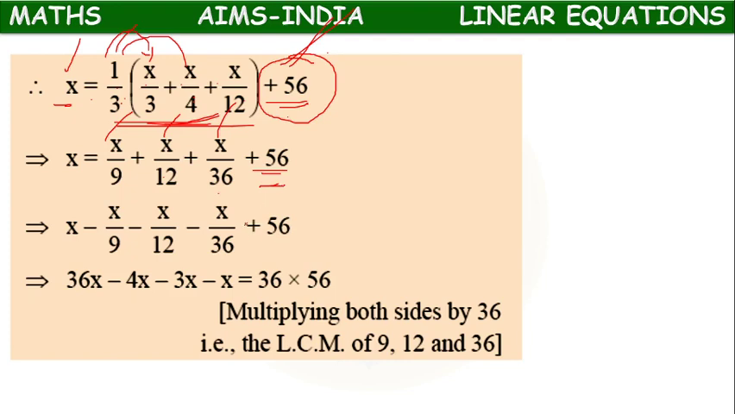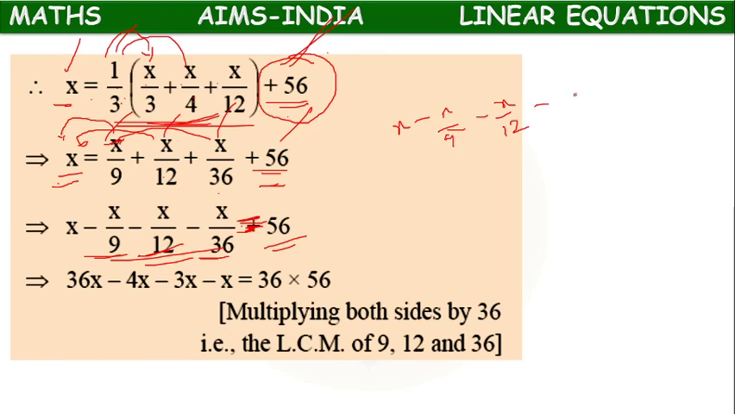Next, we have to take all the x terms on one side. Here we have x. This x term will go this side. Minus x by 9, this will go this side. Minus x by 12, this will go that side. Minus x by 36. On the right-hand side we have only 56. So here we have x minus x by 9 minus x by 12 minus x by 36.